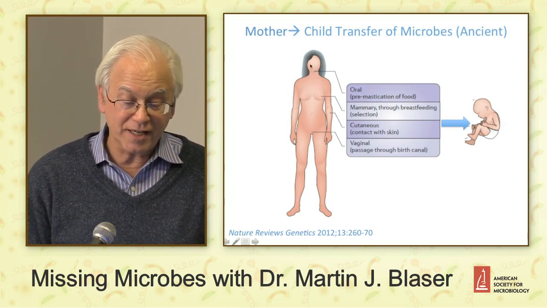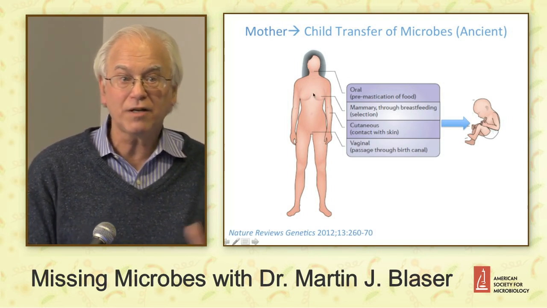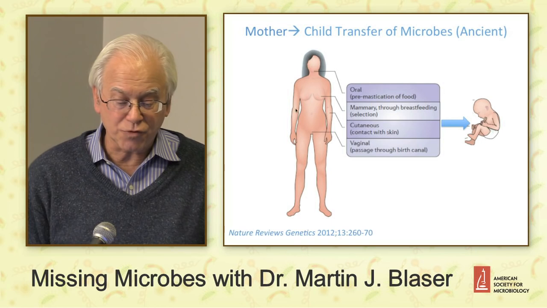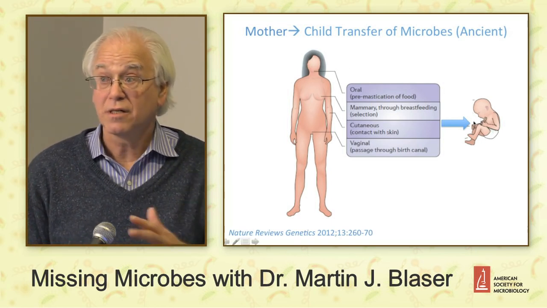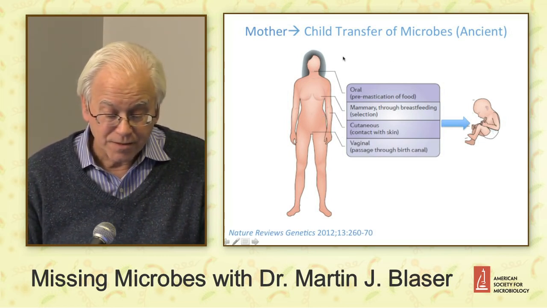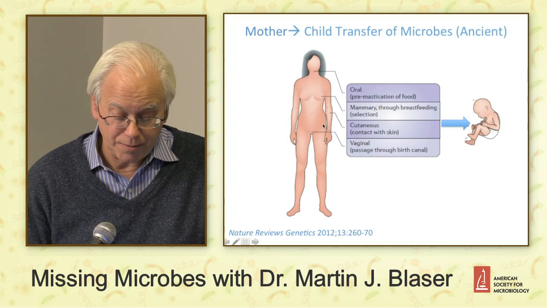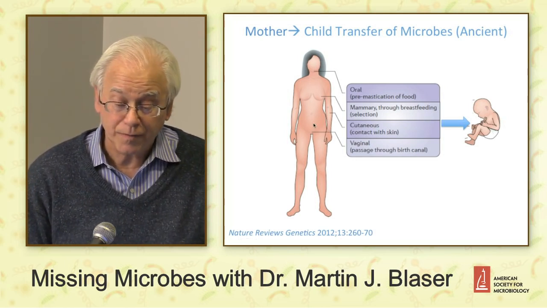Moms are kissing and licking babies. They're pre-masticating food. Nature has a lot of very efficient ways of transferring microbes from moms to babies. And this is what's happened in all mammals. And there's a fair amount of redundancy here. So this is the intergenerational transfer of microbes.